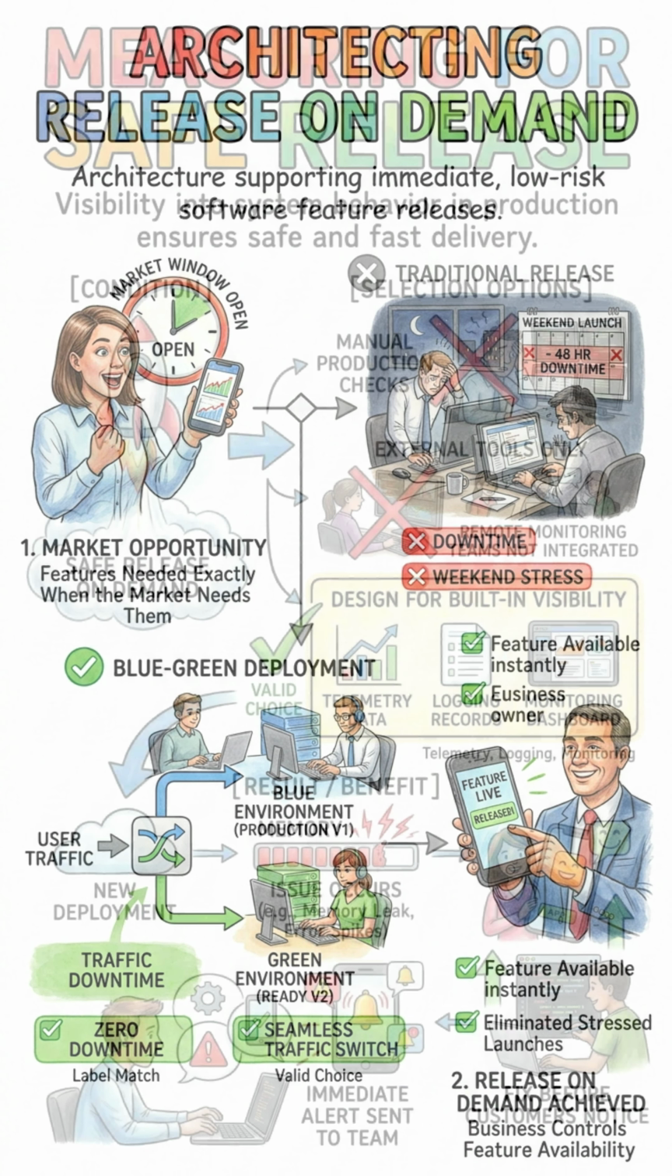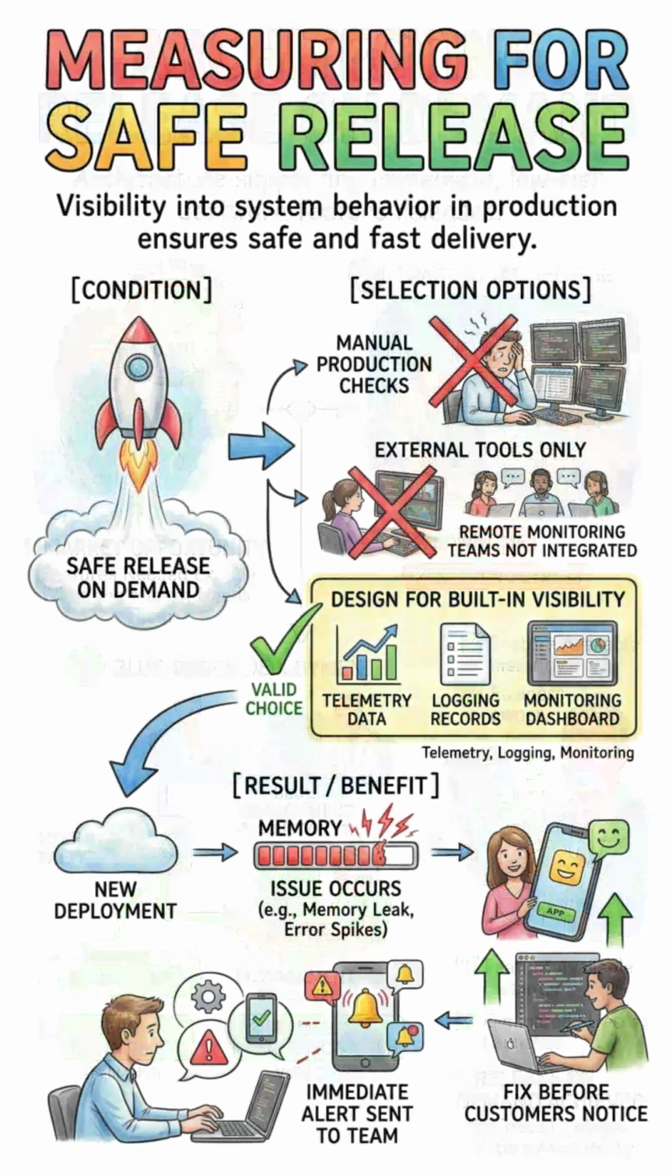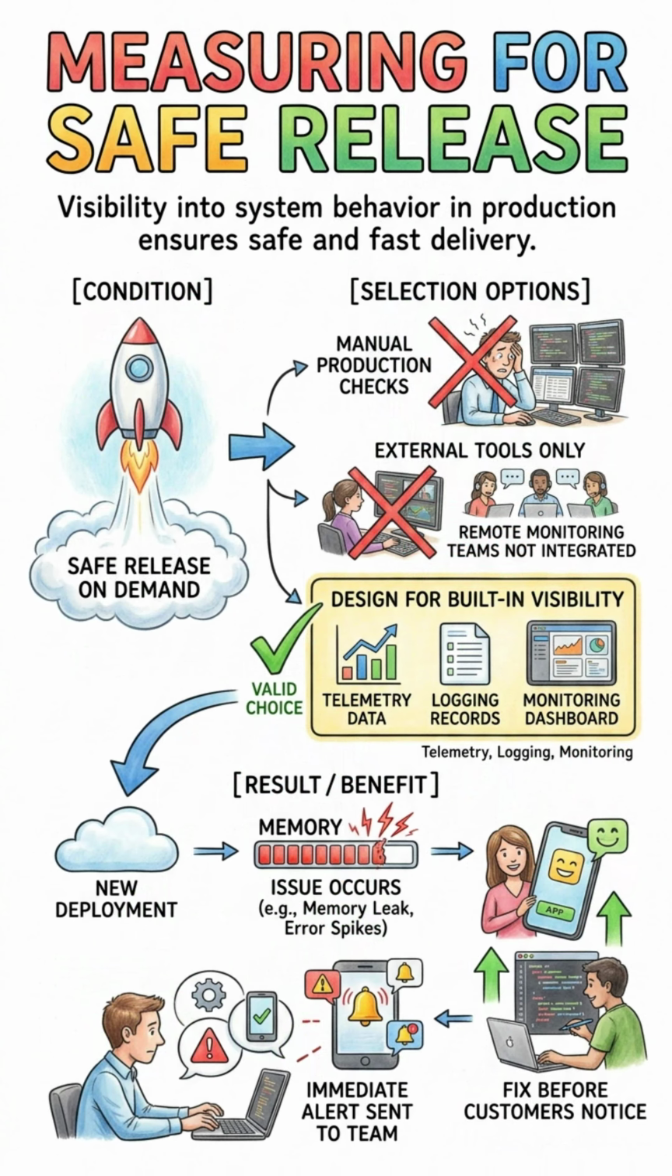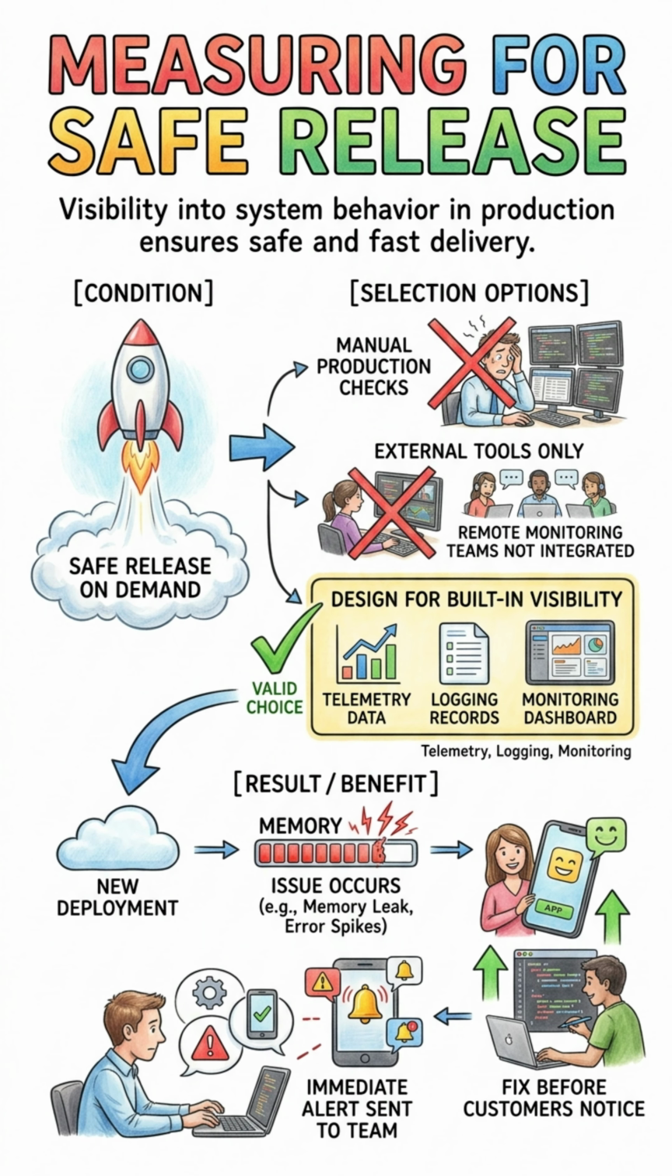To safely release on demand, you must have deep visibility into how the system is behaving in production. This brings us to the measurement aspect of CALMR, where architects must design systems with built-in telemetry, logging, and monitoring capabilities. If a new deployment causes a memory leak or a spike in error rates, the architecture should immediately alert the teams before the customers even notice.